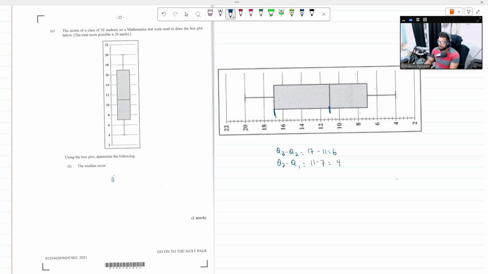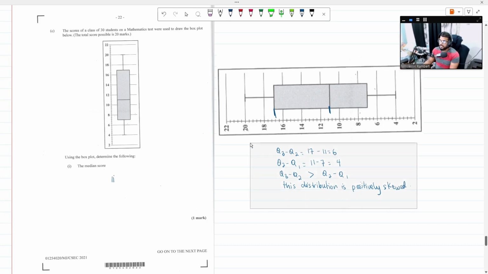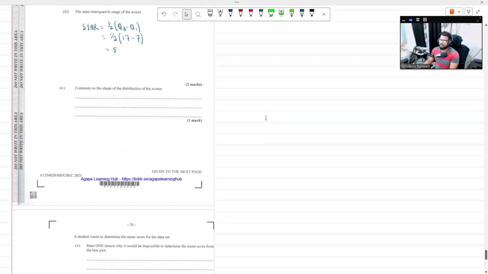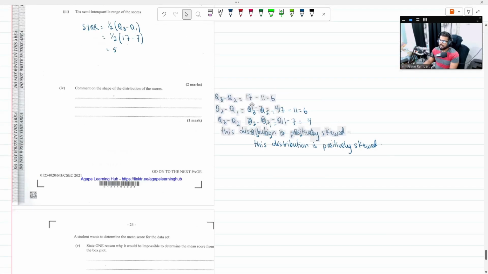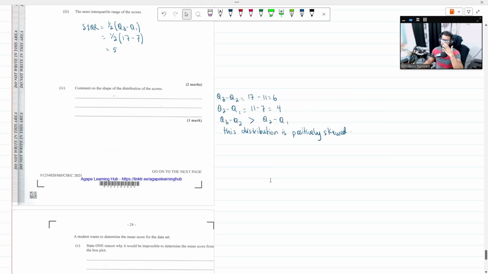Now, granted that Q3 minus Q2 is greater than Q2 minus Q1, this distribution is positively skewed. If Q3 minus Q2 was less than, then it would be negatively skewed. So this is calculations. You could also look at the distribution and calculate it as well.